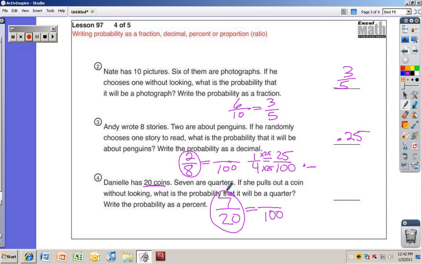And also, just take a look at that, 7/20. That is reduced all the way down. That's simplified because I can only divide 7 by 7, and I can't divide 20 by 7. So 7/20 is simplified. But back to our regular scheduled problem here. 20 times 5 is 100. 7 times 5 is 35. And so my percent is 35 out of 100, or 35%. So what we're saying here is that Danielle has a 35% chance of pulling a quarter out of her coins.